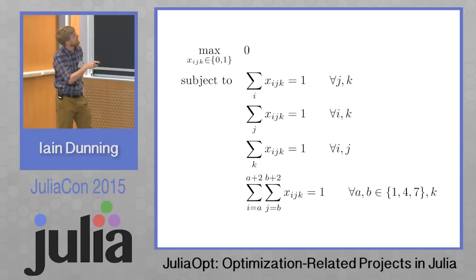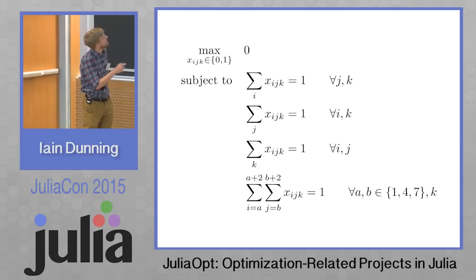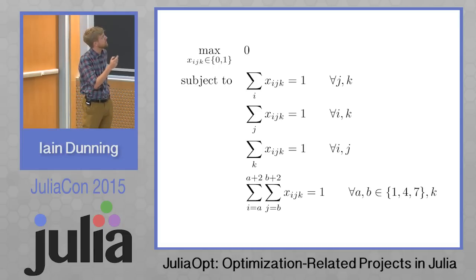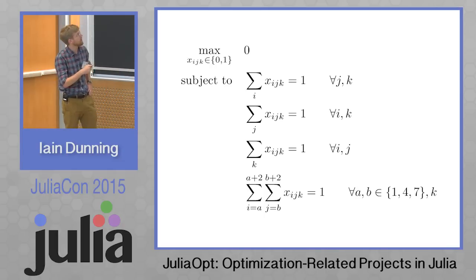So the top constraint says that each digit can only appear once in each row. Each digit can appear only once in each column. Only one digit can appear per cell, so that's for each i and j, the sum across the possible digits. And then the bottom constraint is that weird one where it says each 3 by 3 square has to have each number once and once only.